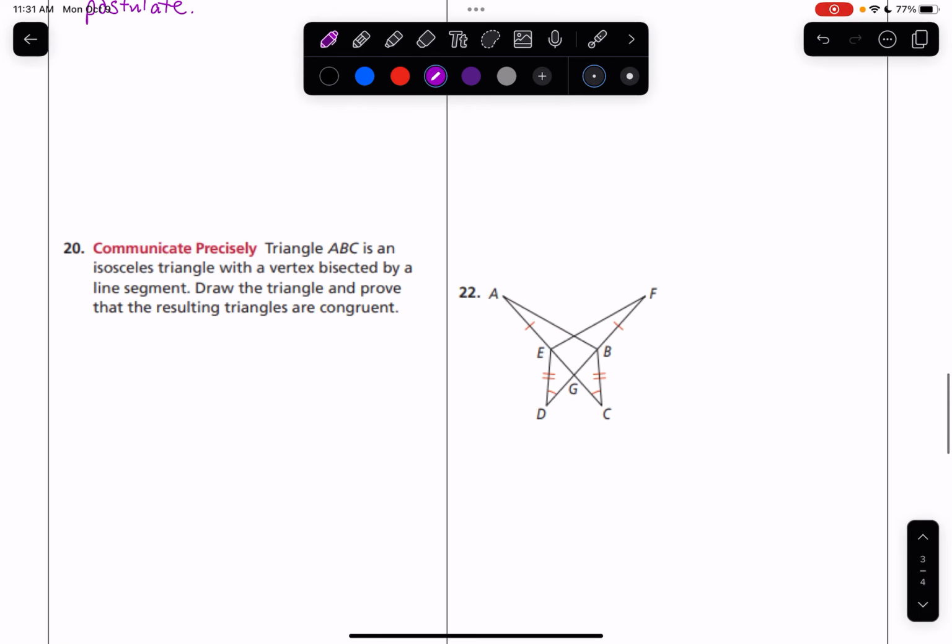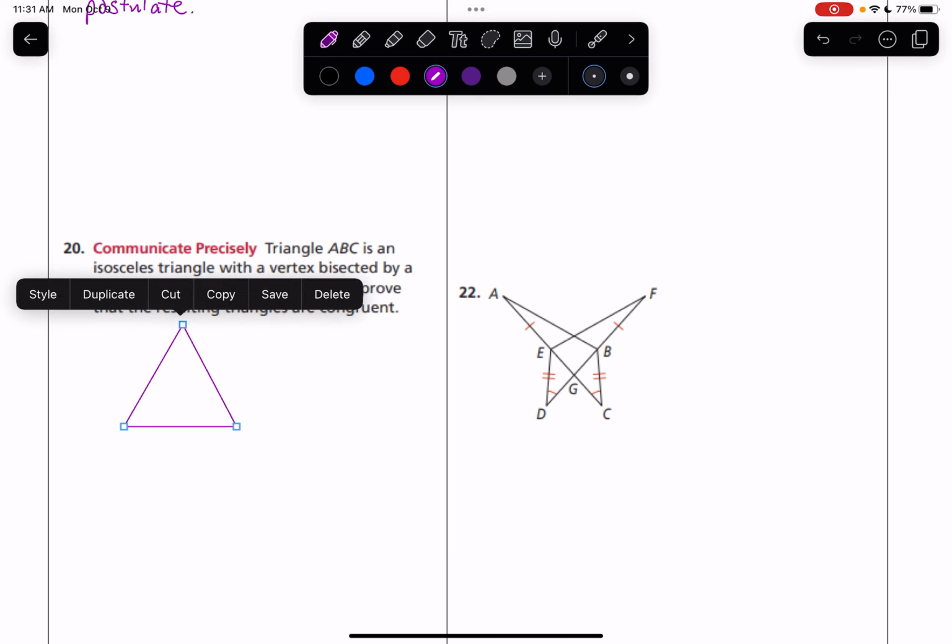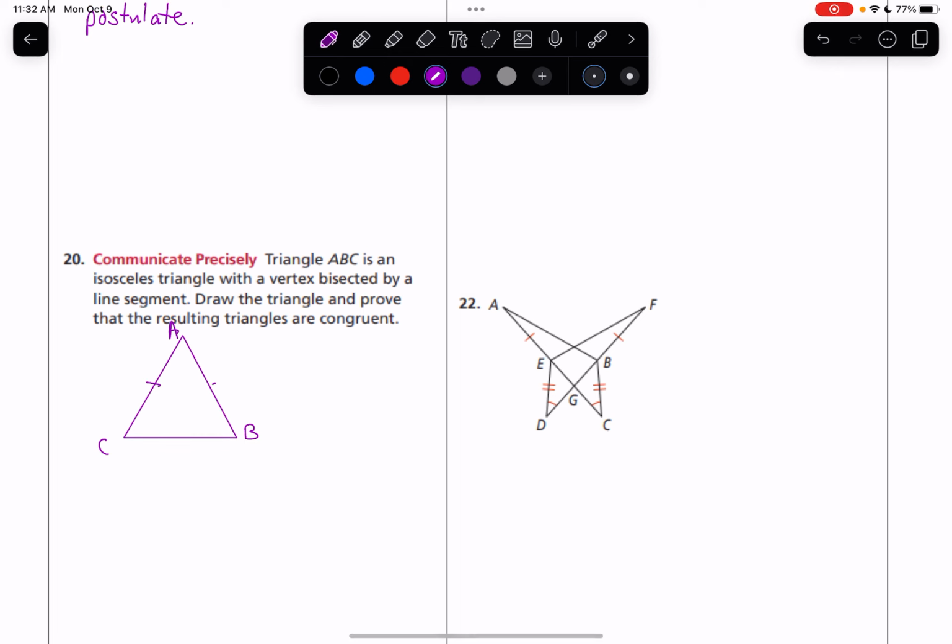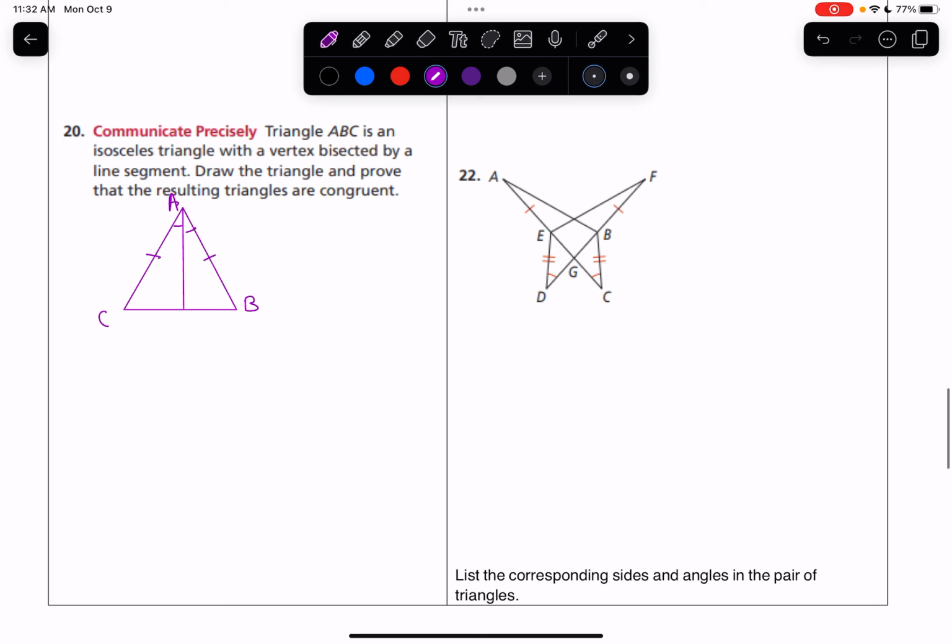All right, number 20, triangle ABC is an isosceles triangle with a vertex bisected by a line segment. Draw the triangle and prove that the resulting triangles are congruent. So we'll draw ourselves an isosceles triangle here, and we'll say this is isosceles, will be A, B, C. And it says that the vertex is bisected by a line segment. So here are congruent sides. The vertex is bisected, just like that. So that's our information that we are starting with.